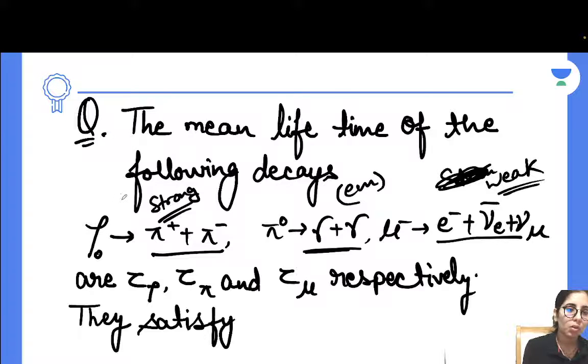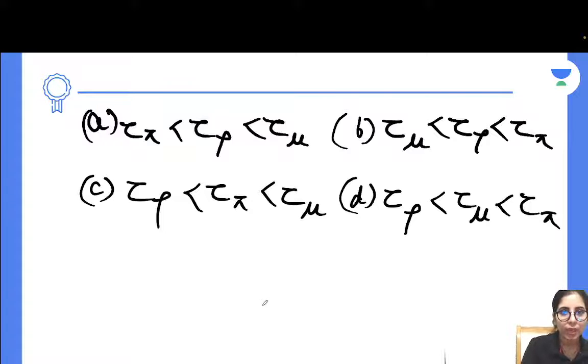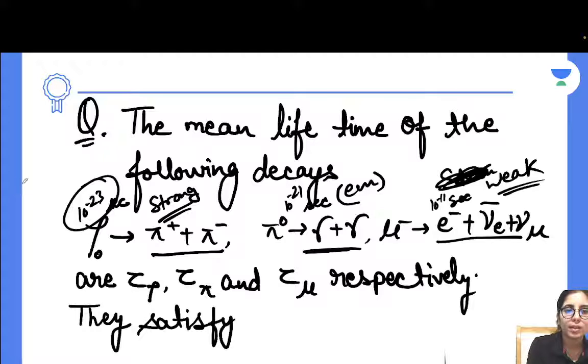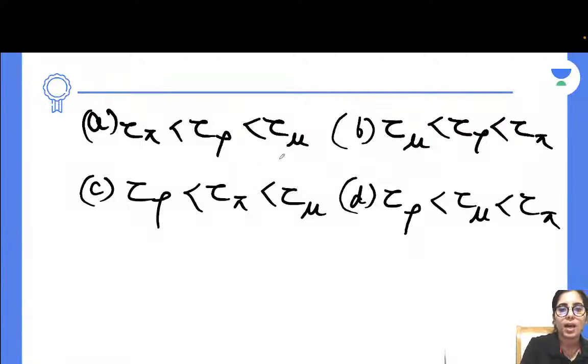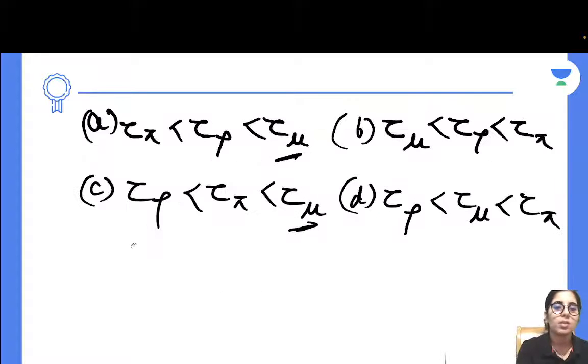Now the mean lifetime of a strong interaction is 10 to the power negative 23 seconds. The electromagnetic is 10 to the power negative 21 seconds. The weak is 10 to the power negative 11 seconds. So the least time is for the rho, then the center one, then the last one. The least is for this because the negative power is greater here, this is in between, and this is the highest value. So tau mu should be the highest one here, and tau rho is the least one because of the larger negative power. Which means your option C is the correct answer.